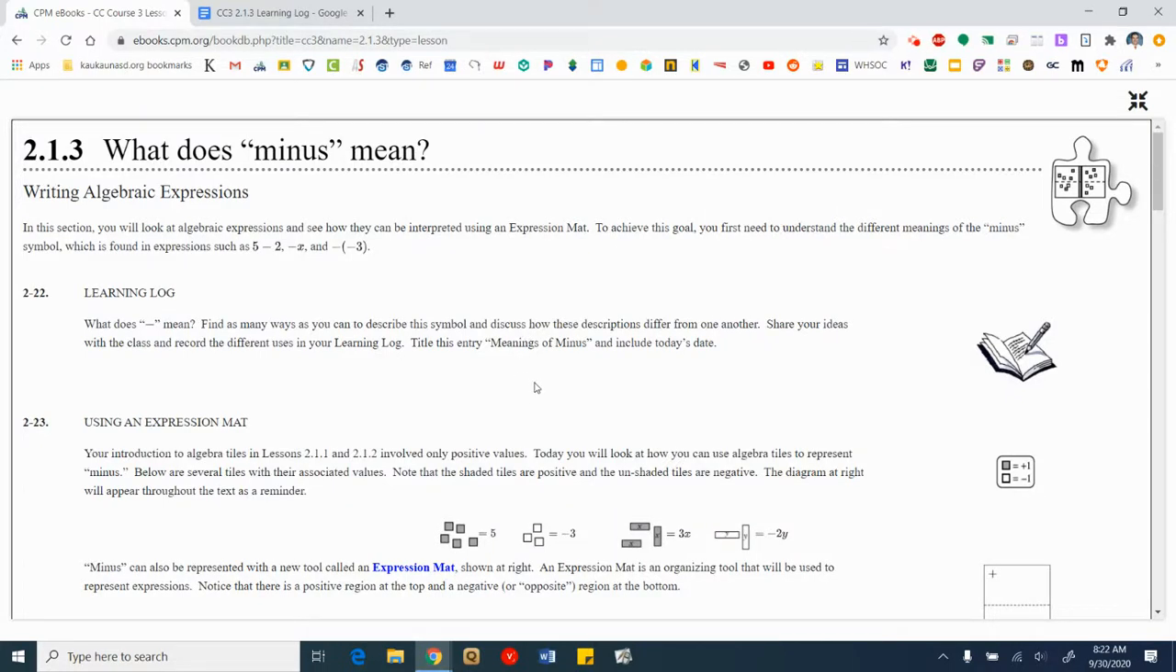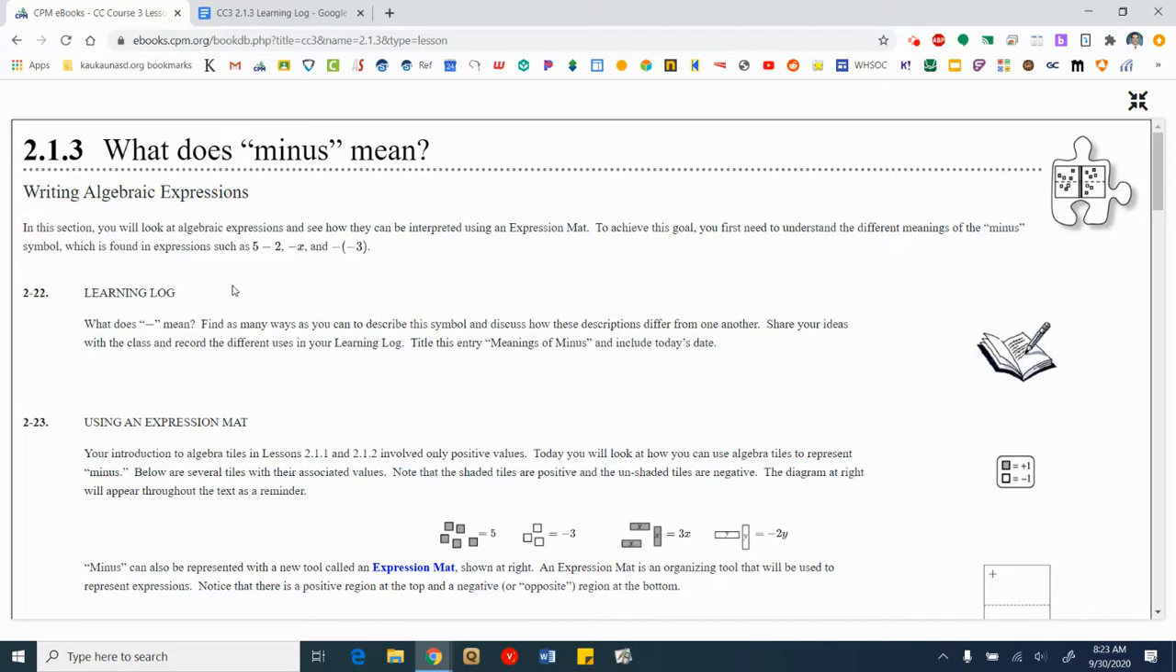Mr. Gajewski here. Today we're going to learn about the different meanings of minus and how to represent negatives with algebra tiles. So 2.1.3, what does minus mean? Writing algebraic expressions. In this section, you will look at algebraic expressions and see how they can be interpreted using an expression mat. To achieve this goal, you first need to understand the different meanings of the minus symbol, which is found in expressions such as 5 minus 2, negative x, and minus negative 3.